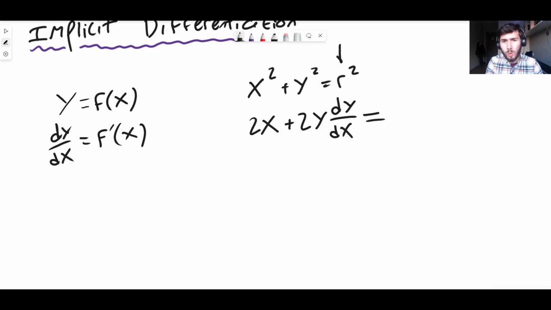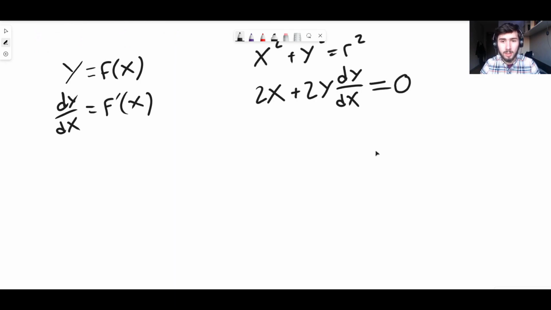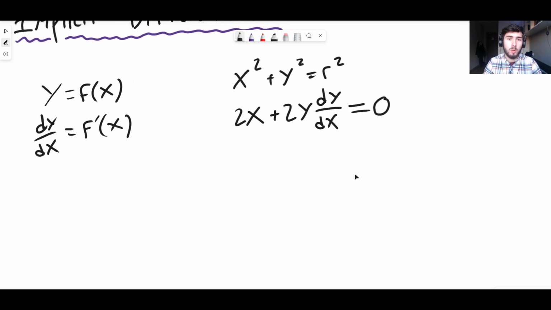Right now, r squared is a constant. It's a number. It might be the number 9 or the number root 3 or anything. It could be anything, but it's a constant. It's not a function of x or y, which means the derivative of r squared is always going to be 0 because r squared is a constant. It's like differentiating the number 5. That's what r squared is. It's like the number 5 or the number 2 or anything like that. So the derivative is 0 essentially.